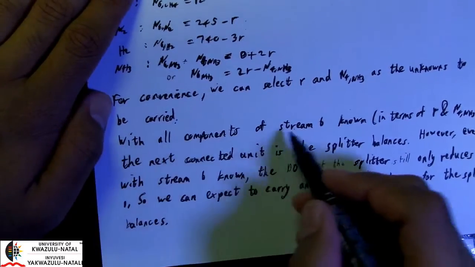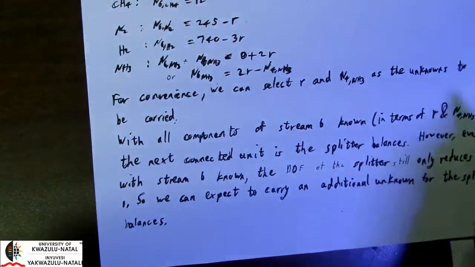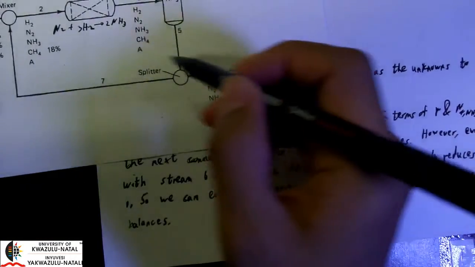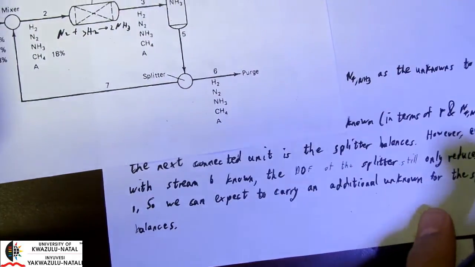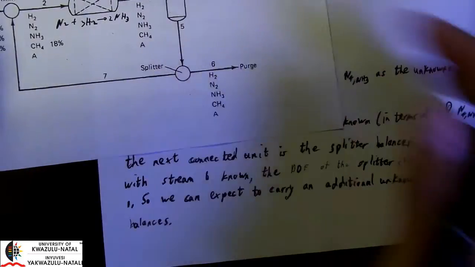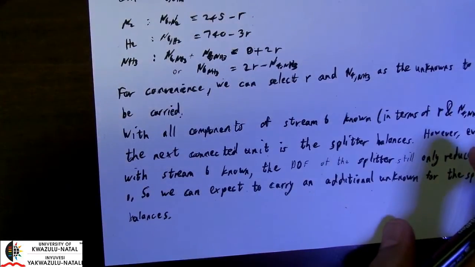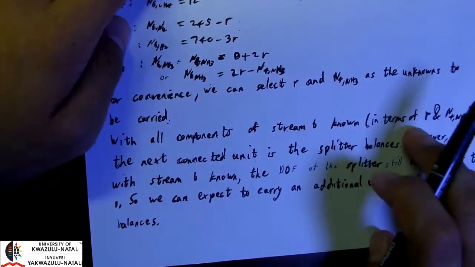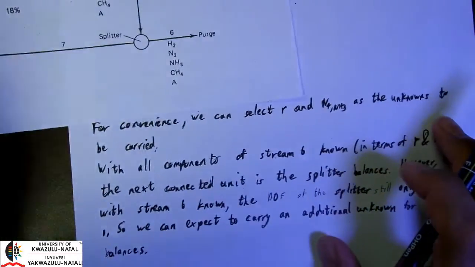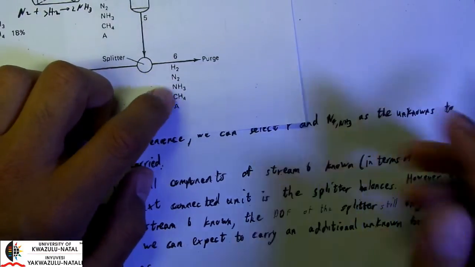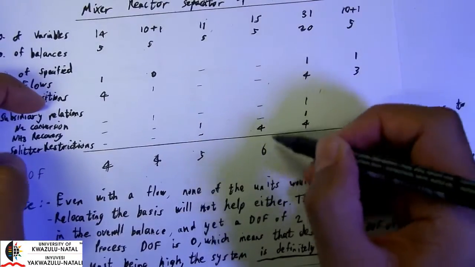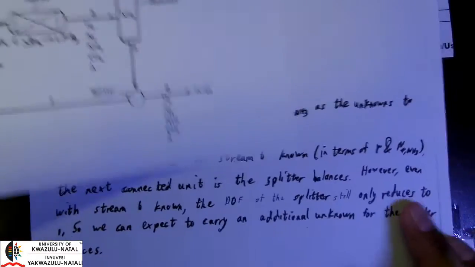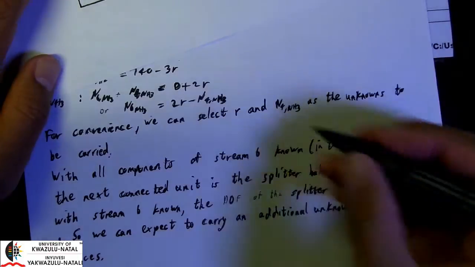Now, with all components of stream 6 being known in terms of R and N4 of NH3, of course, we can now look at expressing stream 7 and stream 5 in terms of these unknowns, and hence solve our splitter. Okay, and note that even though we have solved for some of our unknowns here, it's still not enough to actually reduce our splitter degree of freedom from 6 all the way down to 0. So we will just have to keep carrying over our unknowns.